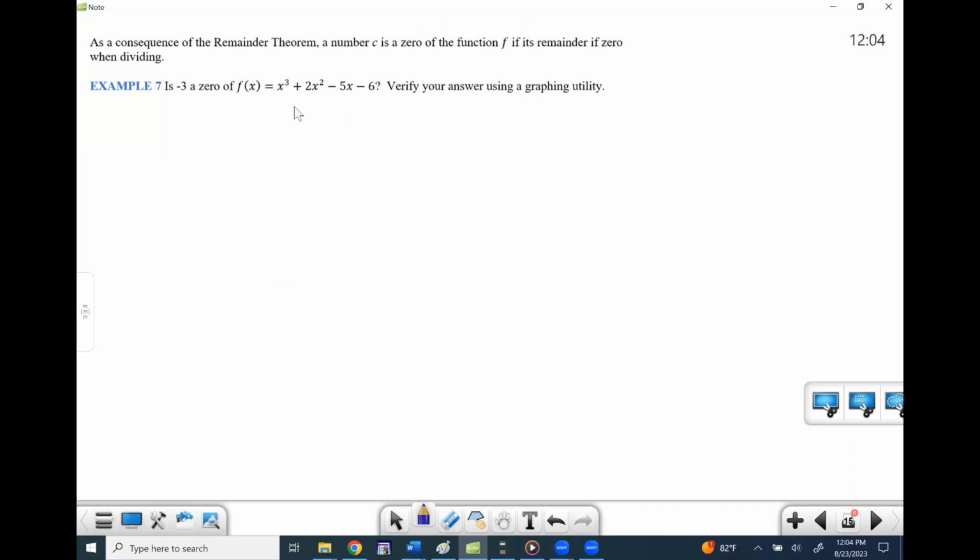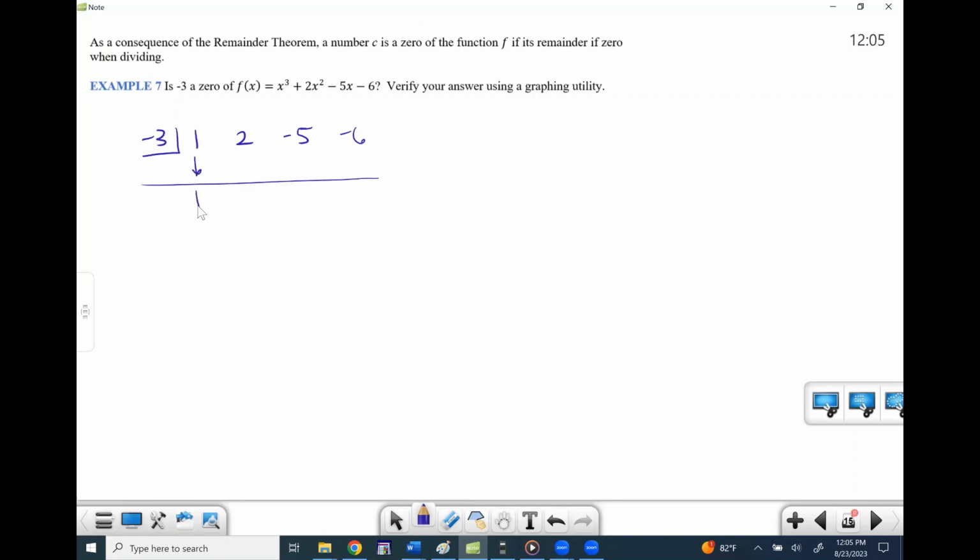So we're going to substitute -3 in. And let's see, 3, 2, 1, and none. All of our exponents are there. So we're going to go ahead and put the coefficients. So 1's the coefficient on the x cubed. 2's the coefficient on the x squared. -5 for the linear term. And -6 for the constant.